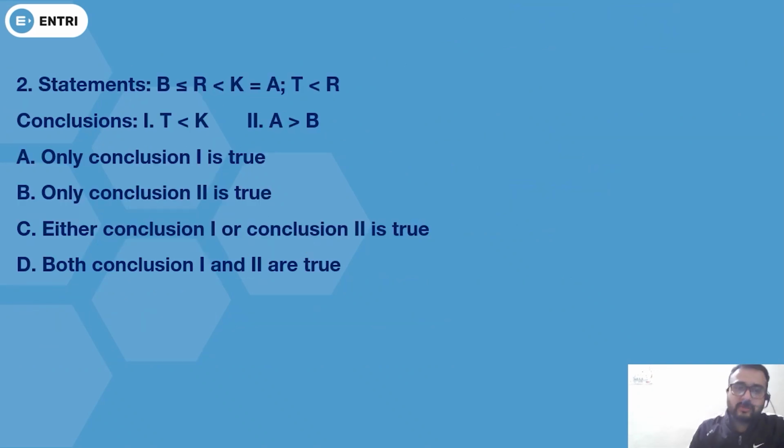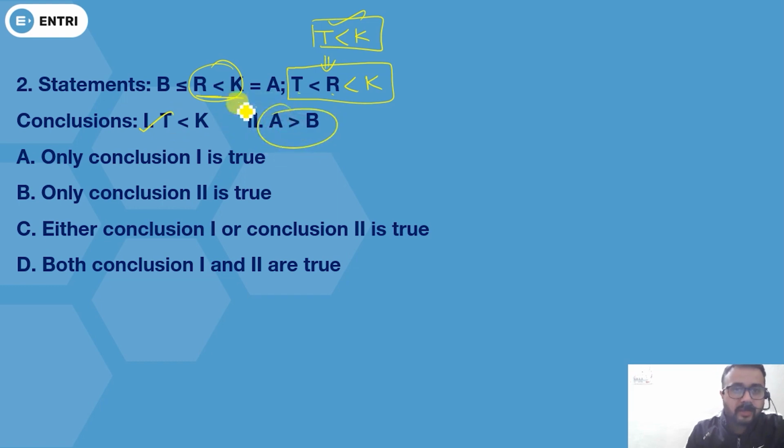Now move to the next one. You have to find T < K. Here is T, here is R and here is K. Can I write this as T < R and R < K? By combining this, I can say T < K, and this is what is asked in conclusion 1. So conclusion 1 is true.